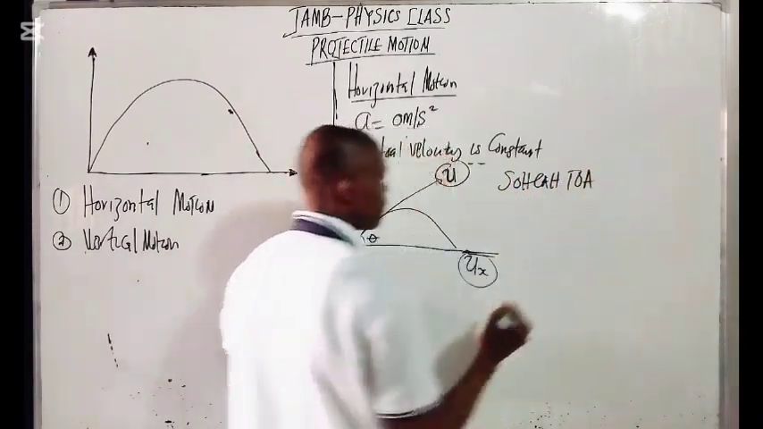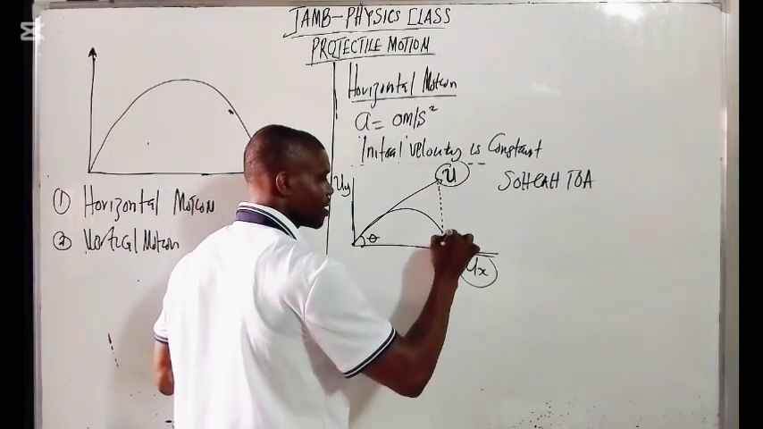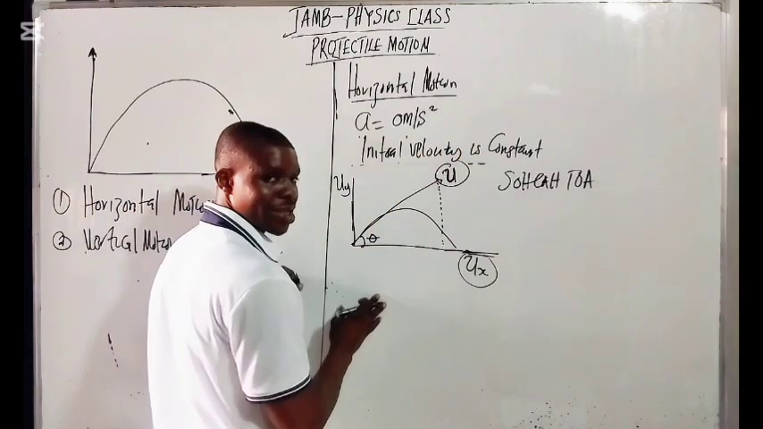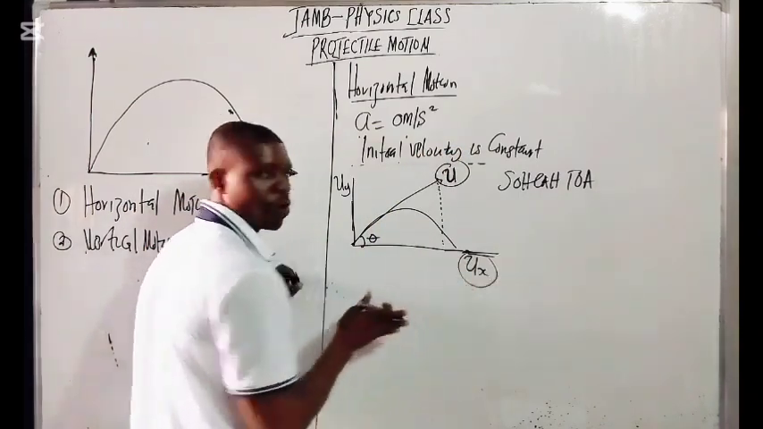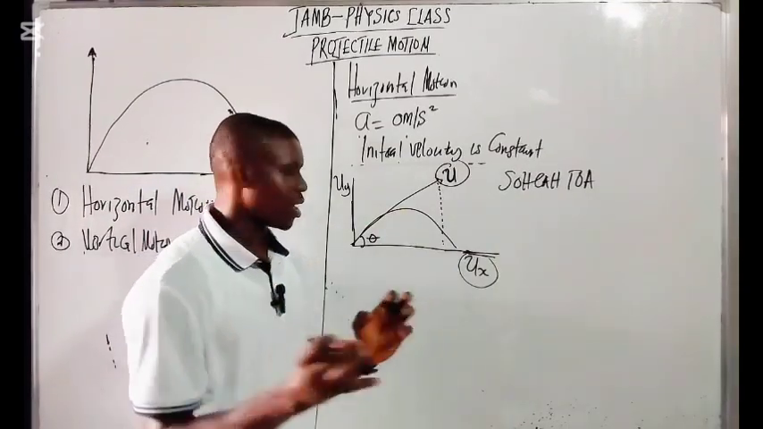SOHCAHTOA. Idea. So now, here is what is the adjacent. Let us say this is here, right? Here is the adjacent. Here is my hypotenuse. Here is my adjacent. Go and watch my video on trigonometry. You understand this here. We're talking about a right-angled triangle.